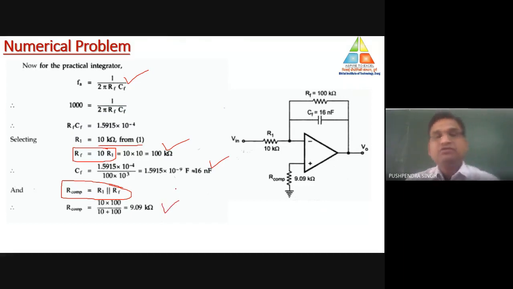Whenever a question is given in terms of the design of something, you need to design that particular circuit. After calculation of all the parameters, you need to redesign the circuit and place all the values. Only on that condition would the problem be completed. Otherwise the problem would be left open, so that would not be completed. So this is all about the integrator circuit.